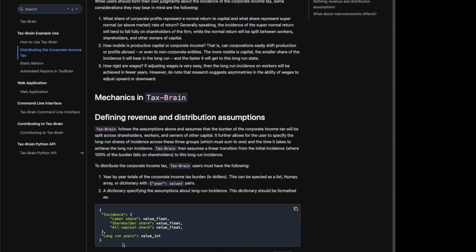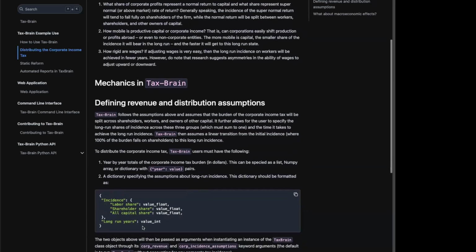Okay, so you're going to basically give Tax-Brain two things. What's that long run distribution of the corporate income tax incidence look like across employees, owners of corporate capital, and owners of other capital? And then you'll specify how long does it take to get there. Tax-Brain will then infer over that period of time, be it 10 years or 5 years or 20 years, what the incidence in each given year looks like. Okay, so you'll be able to see a change over time in this distribution of the corporate income tax.